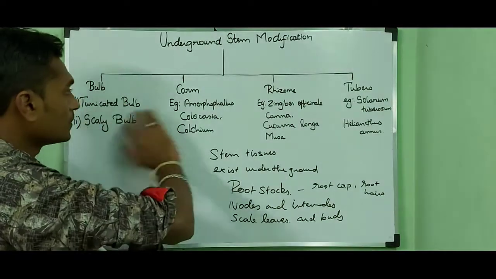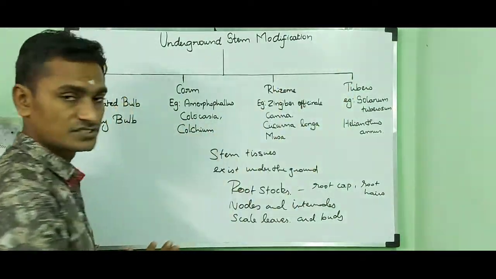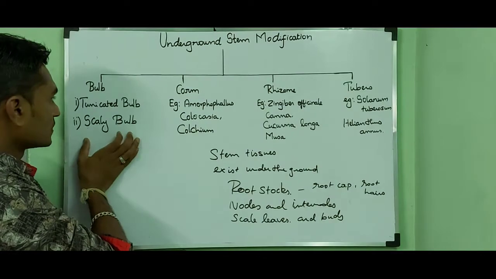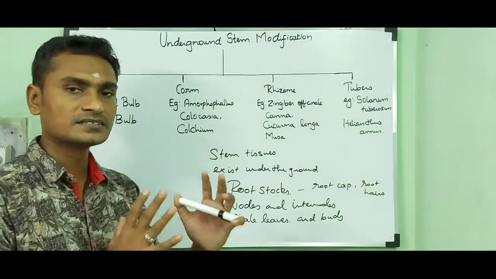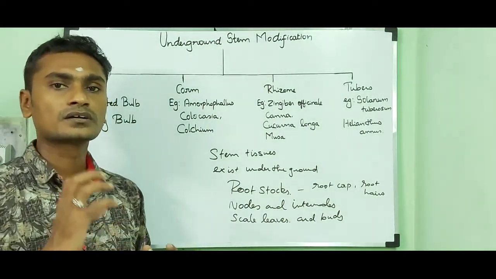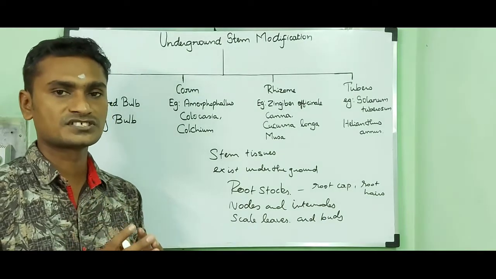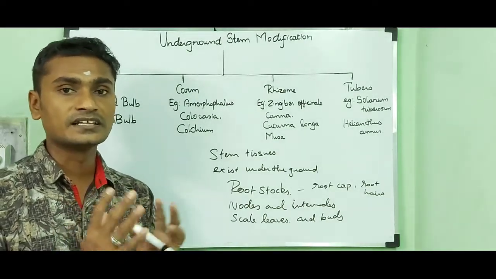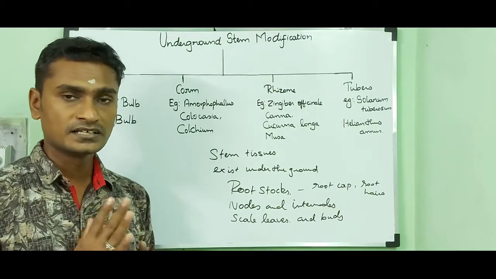Then the underground stem can be classified into 4 types. They are bulb, corm, rhizome, tubers. First I am going to tell about bulb. It is a condensed conical or convex stem surrounded by scaly leaves, fleshy scaly leaves.